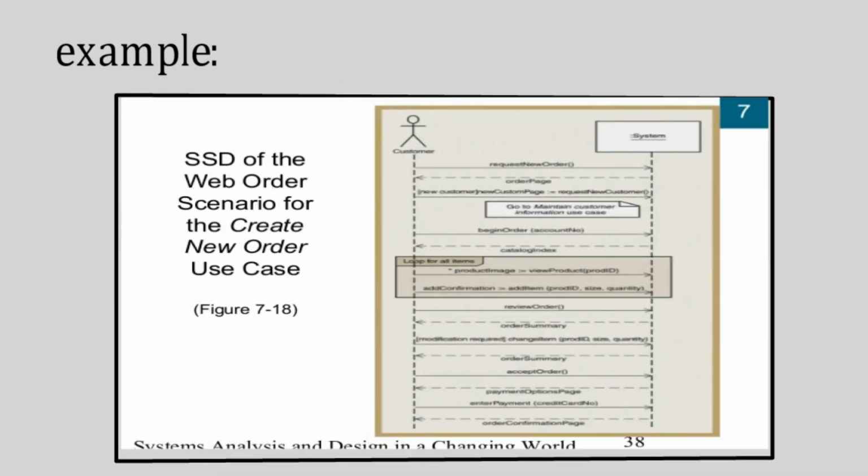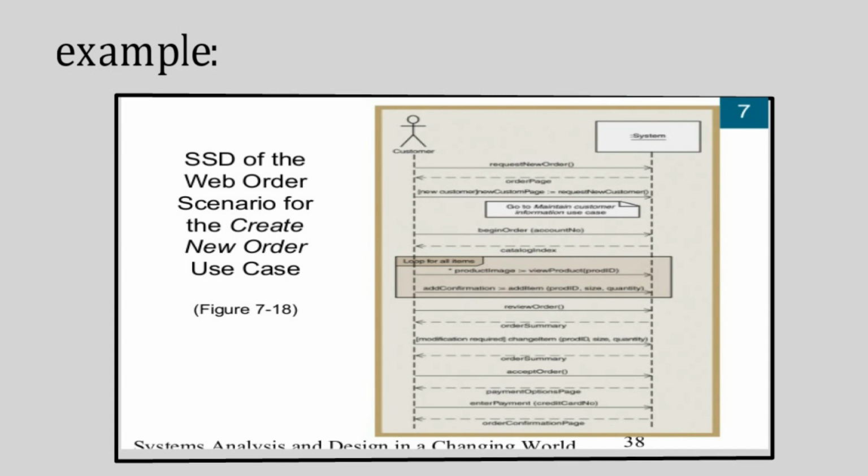SSD of the web order scenario for the create new order use case. For this diagram, the customer inputs a message to request a new order. The system will connect the customer to the home page and link to the order page. Then the customer inputs appropriate information, whether maintaining a customer account or as a new customer to establish an account. An existing customer will log on to begin the order. Then the system starts a new order and displays the catalog frame. The customer browses the catalog.